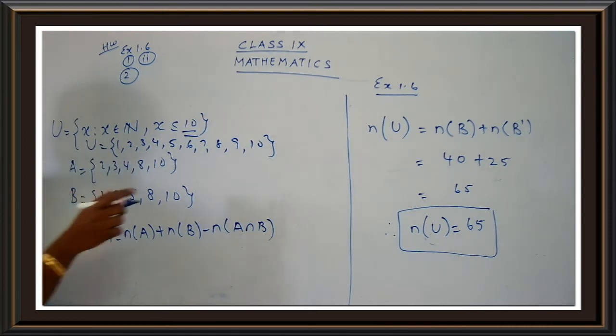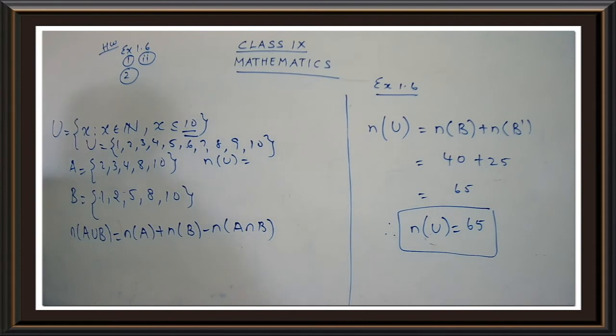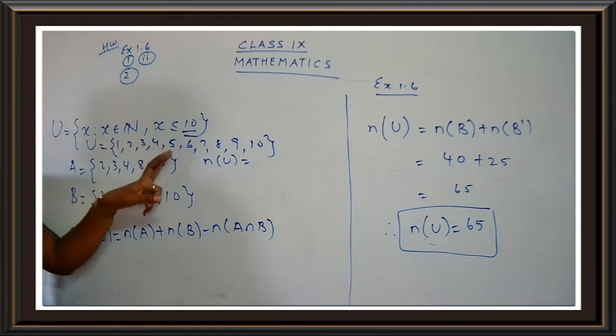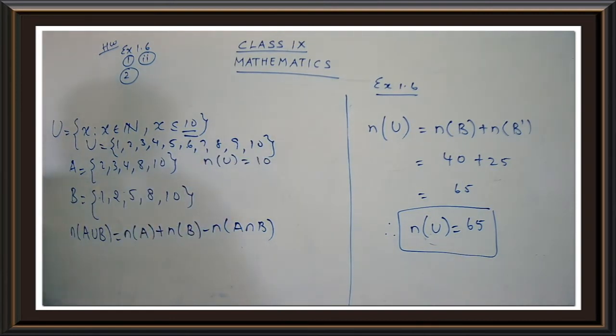So now what are you going to do? You are going to find out n of U. How do you find n of U? Count the numbers 1, 2, 3, 4, 5, 6, 7, 8, 9, 10. So n of U is equal to 10. So we have found n of U, the total number of elements. Similarly, you have to find n of A and n of B. Okay, children? We know how to find out n of A, and we know how to find out n of B.